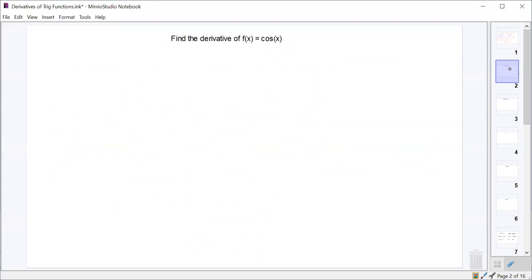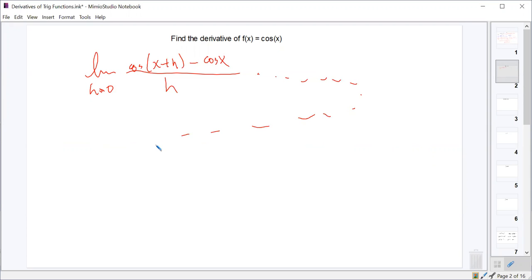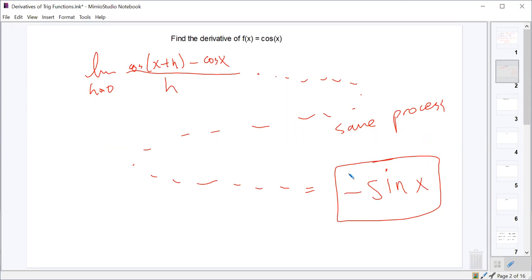What about the derivative of cosine? What do you think that's going to be? Sine of x. Yeah, that seems like a reasonable guess, but unfortunately it's not. We could go through and do this whole same thing, right? The limit as h approaches 0 of cosine of x plus h minus cosine of x all over h. I'm not going to do the whole process. Same process, and it ends up being negative sine x. So you'd think if the derivative of sine is cosine, the derivative of cosine should be sine, but it's not. The derivative of cosine is negative sine. Another one you want to memorize.